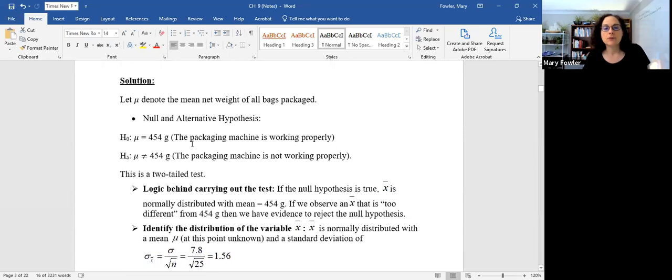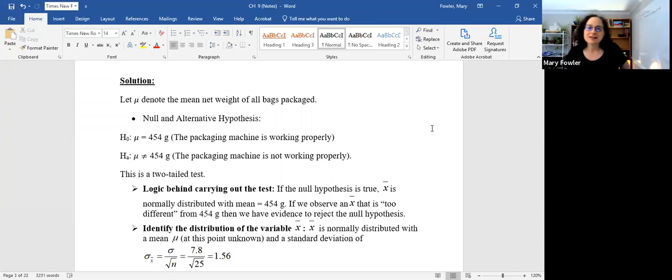So let mu be the mean net weight of all bags packaged. What we're interested in is identifying if the machine is not working properly. So the null hypothesis is that it is working, and the alternative hypothesis is that it's not working, so the sign is not equal to in the alternative hypothesis. Mu equals 454 grams indicates that the machine is working. That is the null hypothesis. The alternative hypothesis is that mu does not equal 454 grams. The machine is not working properly.